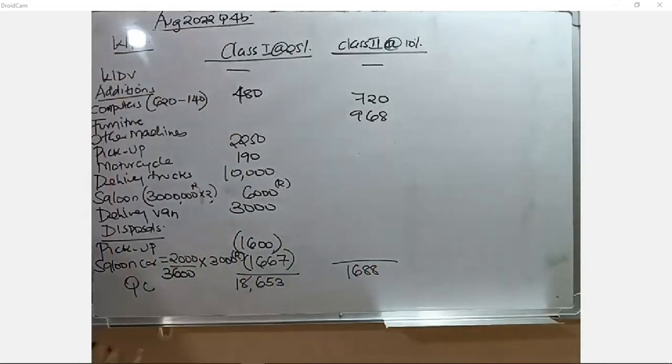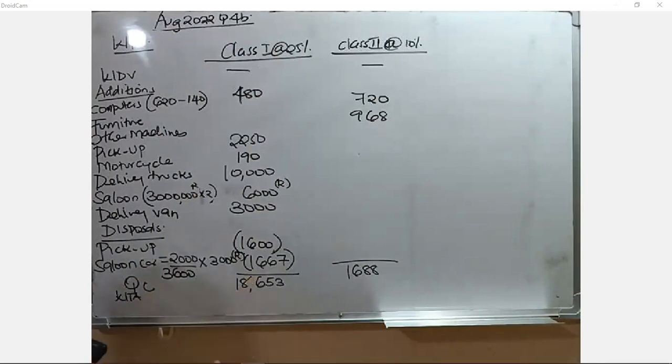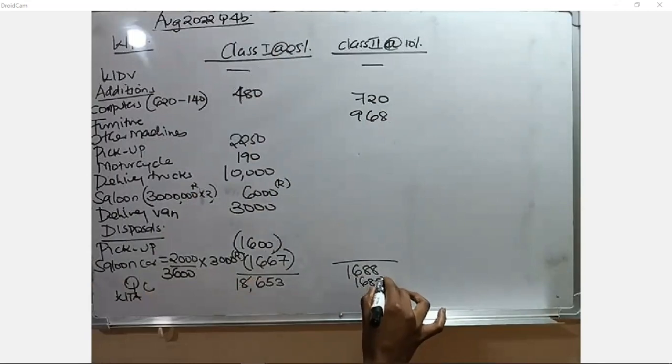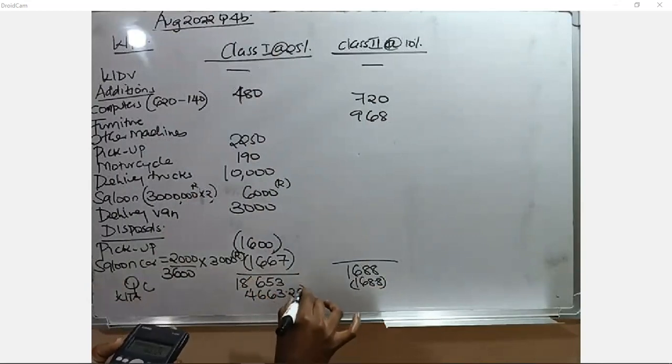Then here we have the written down values, the wear and tear allowances. I take the proportions now. I multiply with the qualifying cost. Let me start with this one. I will get 168.8. Then the other one will be 18,653 times 0.25. I'll get 4,663.25.